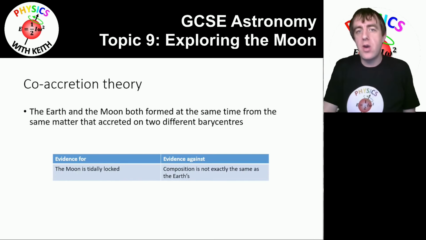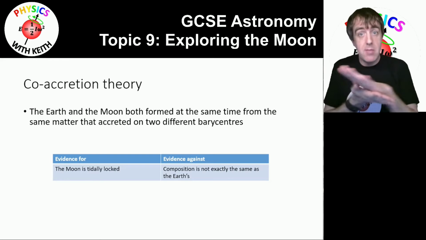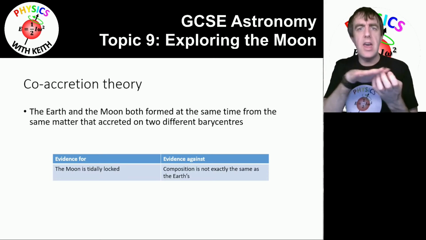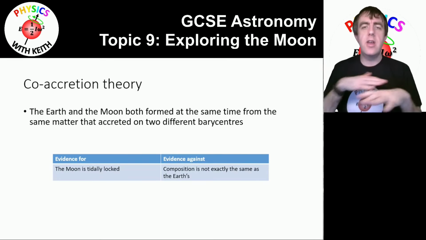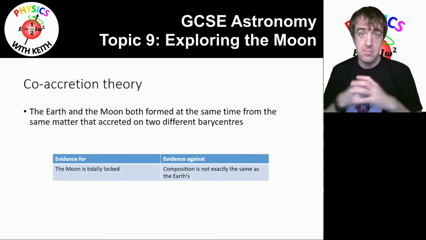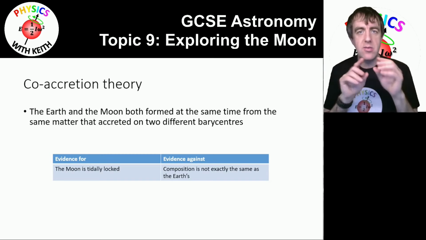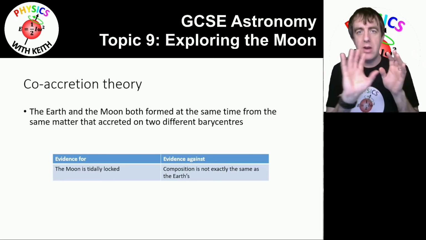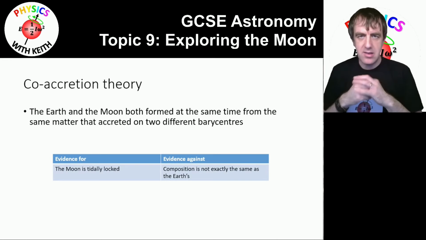So the second theory, the co-accretion theory, is the idea that the Earth and the Moon both formed in the same place. Accretion means depositing matter together. So accreting means bringing together. And in the very early solar system, there was an accretion disk around the sun. And it coalesced on various places where the mass just happened to get a bit more dense. You would have the mass around it falling into that place. We call those places barycenters.